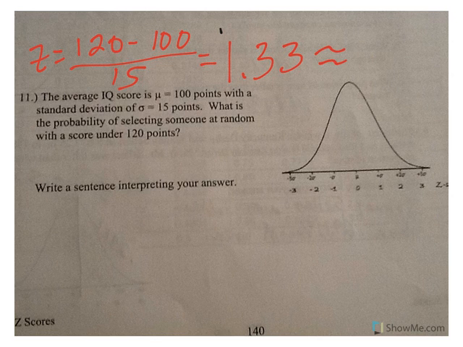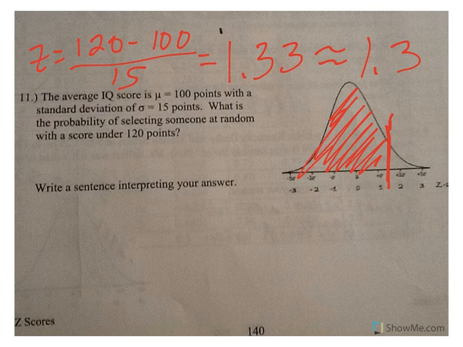Looking at our table, we have 1.3 and we have 1.4, so I will round to the nearest and I get 1.3. So here's 1.3-ish. Now, we want to know under 120. So under is to the left. So this one, we want to find the area to the left. Makes it a little bit easier. So when I look 1.3 up in the table, I end up with an answer of 0.9032. So the probability of selecting someone at random with a score under 120 is 0.9032.